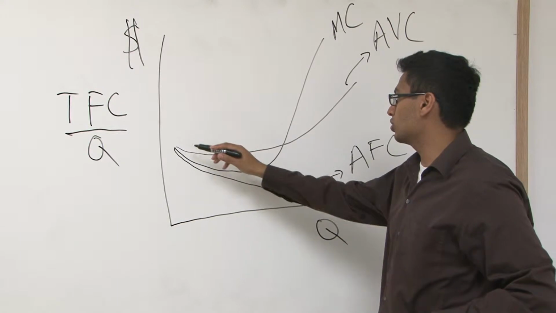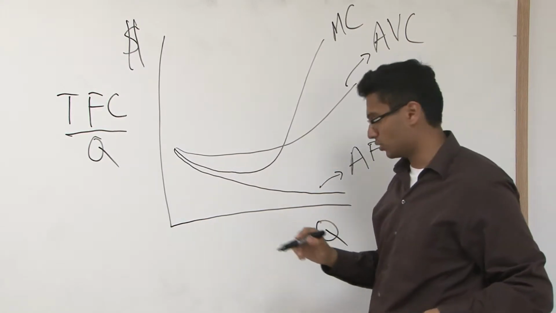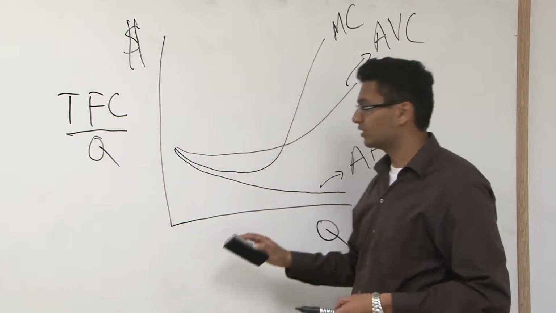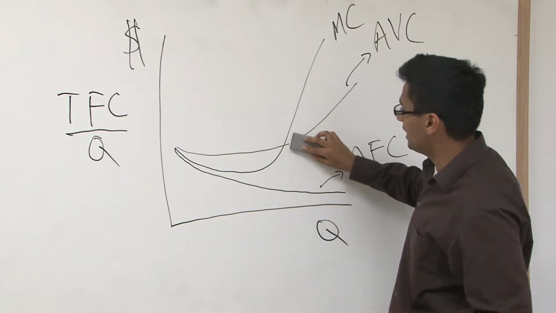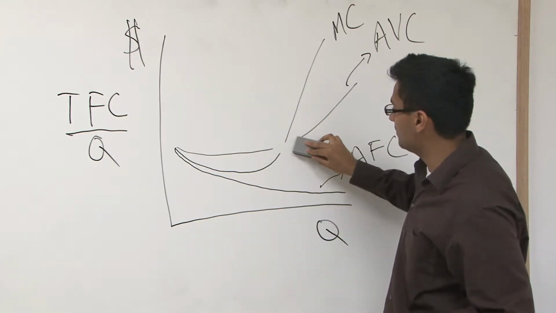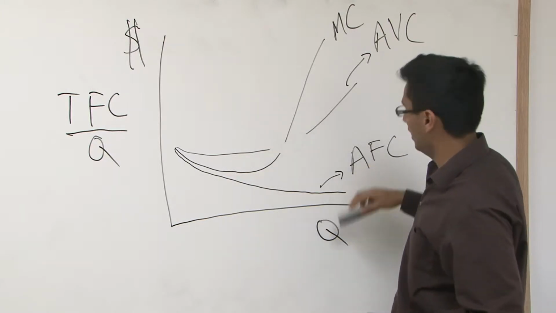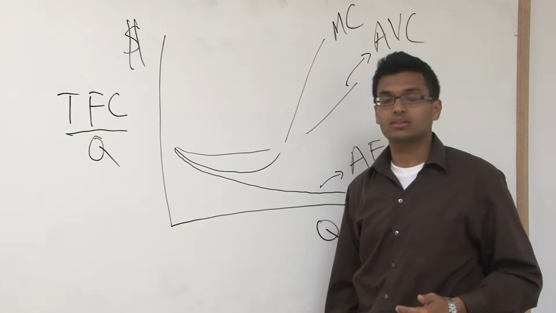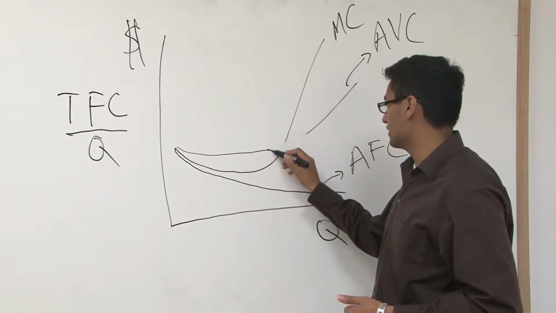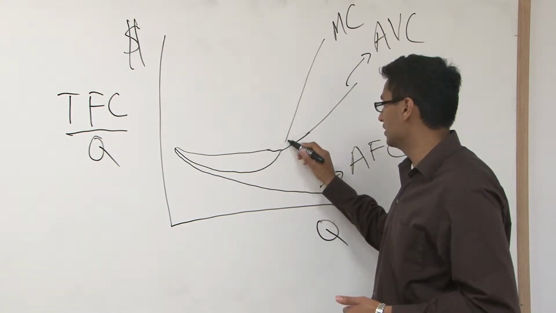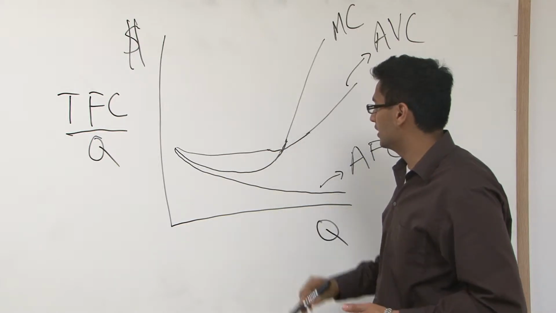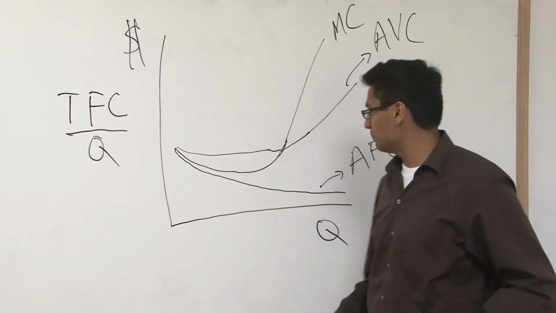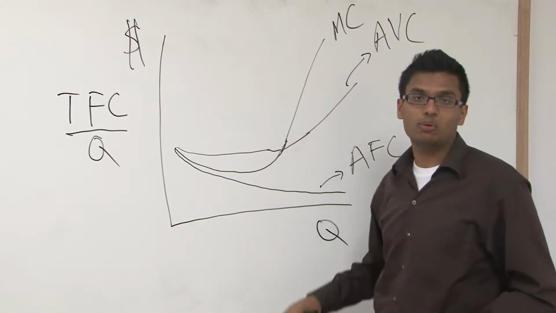Okay, so make sure graphically you're showing that. The point is that since MC intersects AVC at its minimum point, make sure that the grader can see that. Okay, make sure the grader can see. So this is the minimum point, whatever it is. Make sure it looks prettier than mine on the real test. But the point is that it intersects at the minimum point, right?